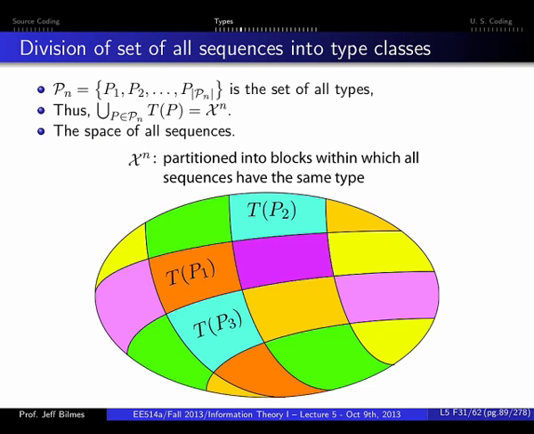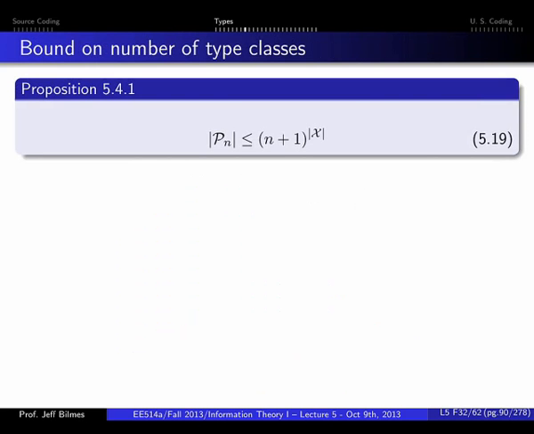So the point is that the types partition all of the sequences into blocks, and this is the type class for this type. And of course, there's no overlap. Now here's the bound that we need for this number of types. The number of types is upper bounded by n plus 1 to the x.